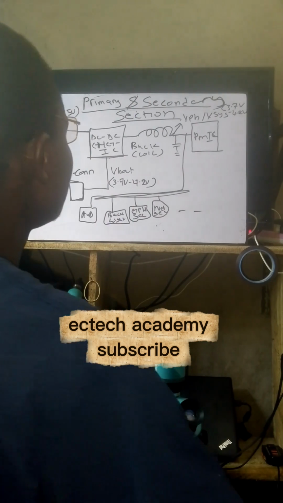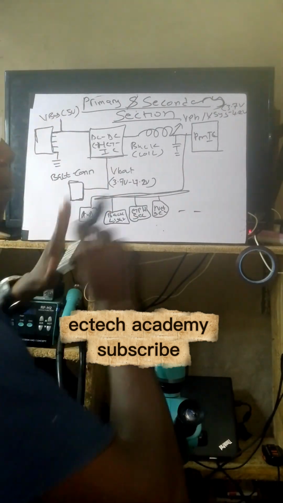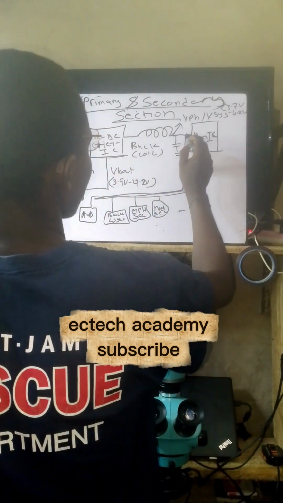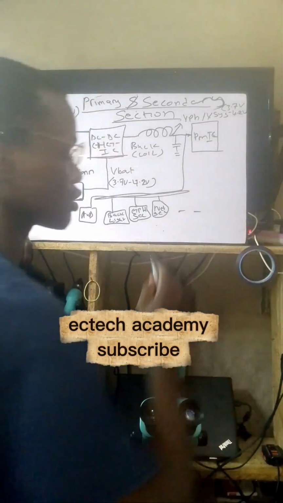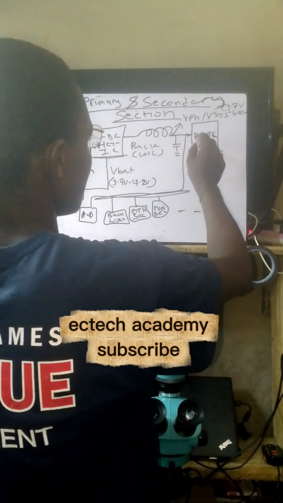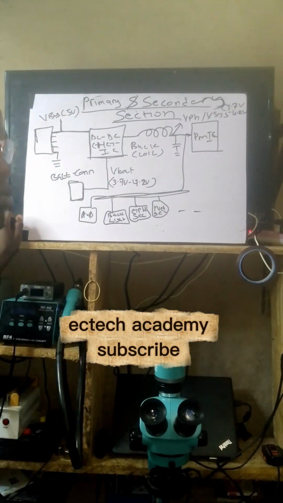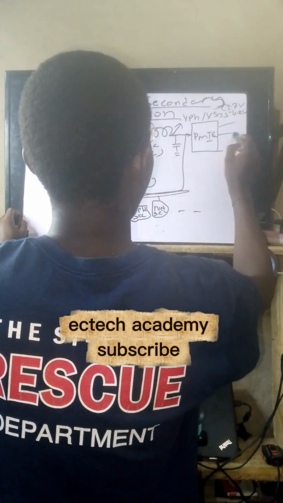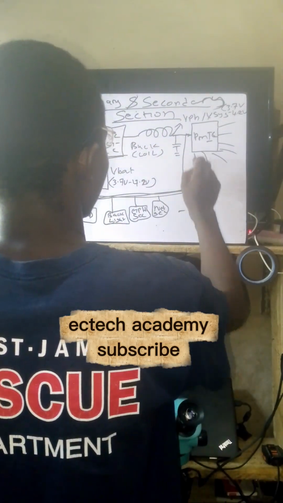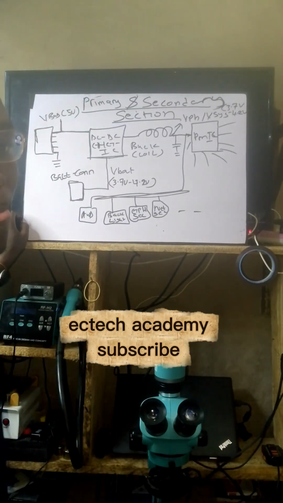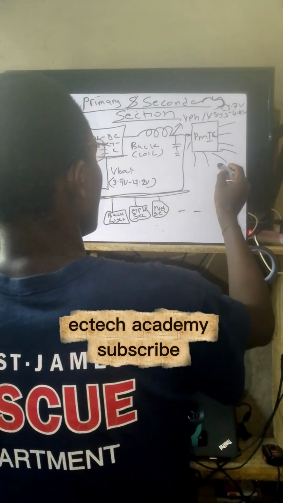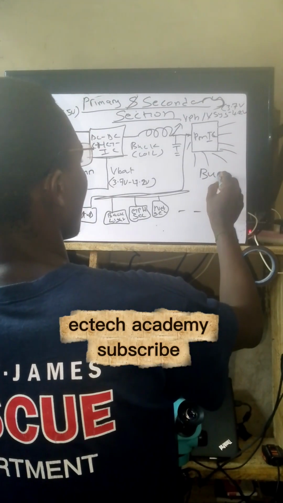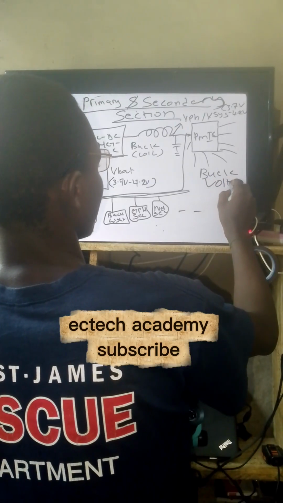So after this VPH is supplied, it also serves as an input to the power IC to start work. So this voltage must be present as an input for the PMIC to start work. After that, the power IC will give out output voltage. So this voltage is called buck voltage.